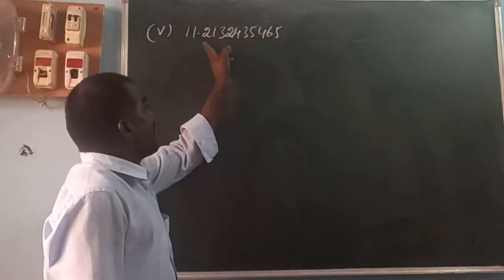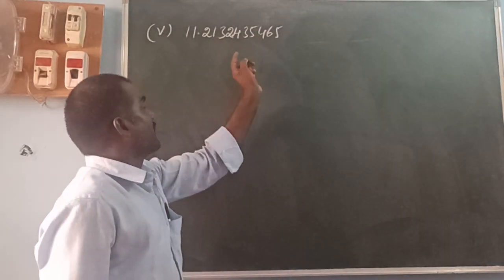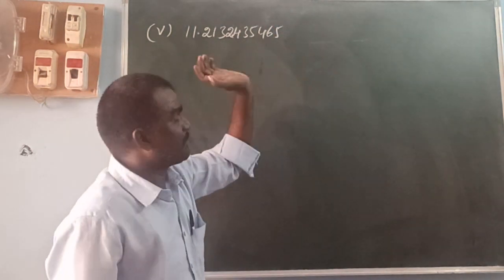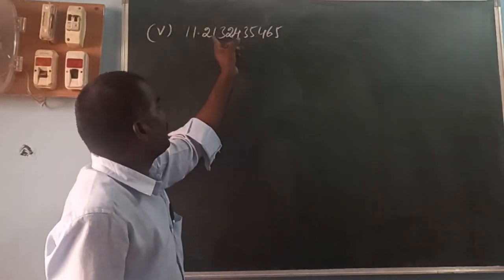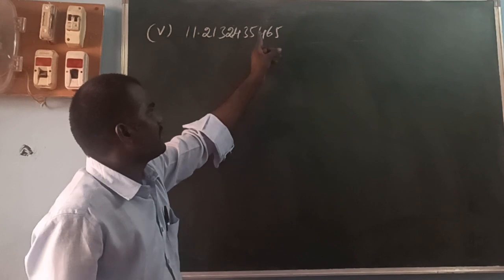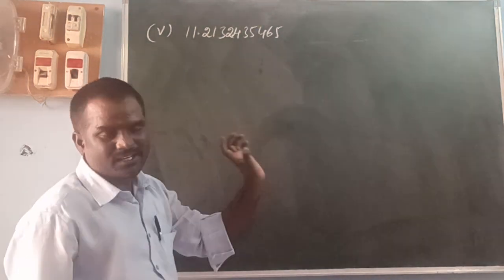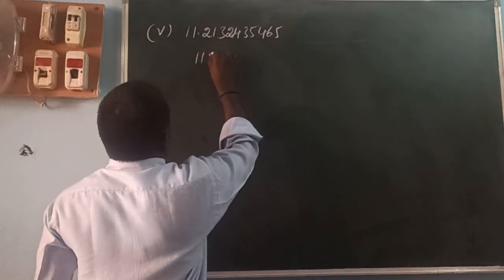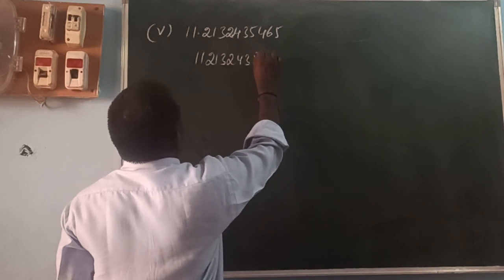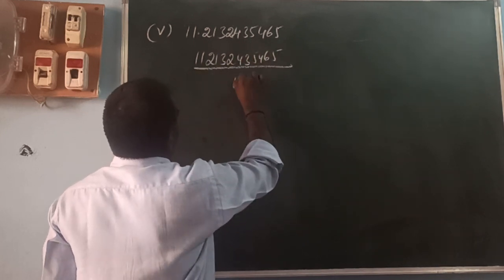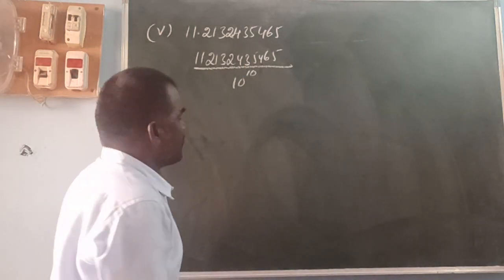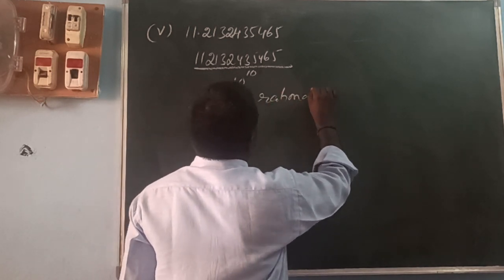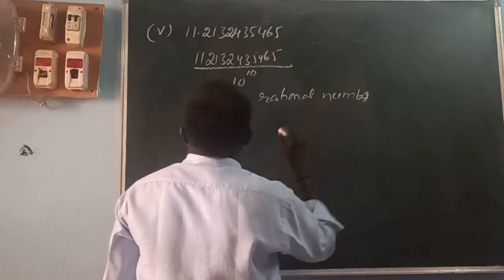Next, 11.2132435465. Here the digits do not repeat continually. After the point, how many decimals are there? 1, 2, 3, 4, 5, 6, 7, 8, 9, 10. With 10 decimals, we get 10 zeros in the denominator. So it is 11213243546 5 by 10 to the power 10. It is in the form of p by q. Therefore, it is a rational number.